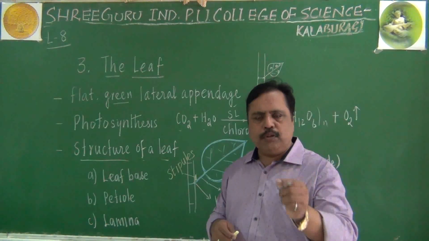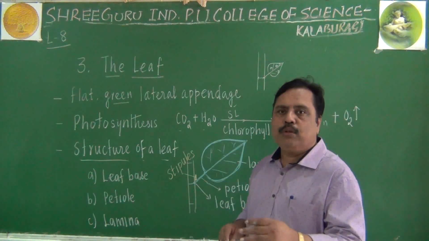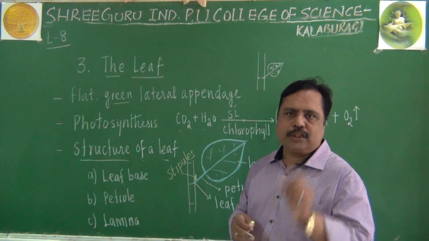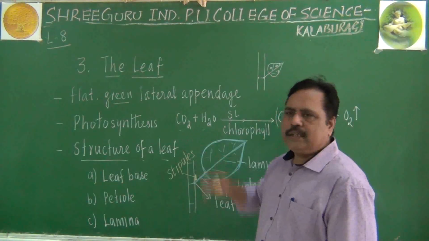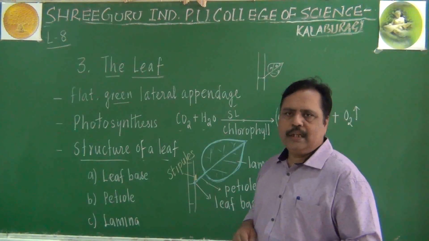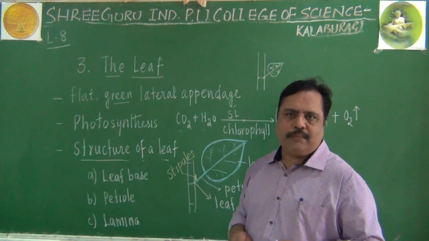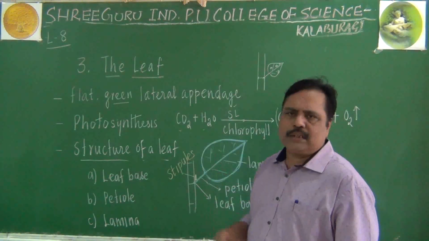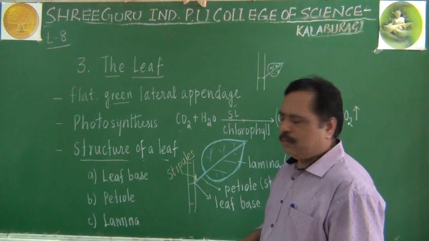If there is a stipule present in the leaf base, then it will be called a stipulated leaf. If the leaf base does not contain a stipule, it will be called an exstipulated leaf. I will tell these words later. Now you see, this is called a stipule, you can remember.